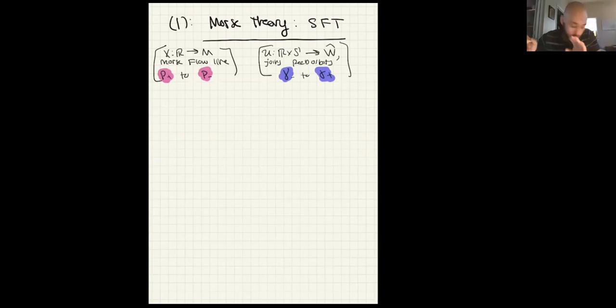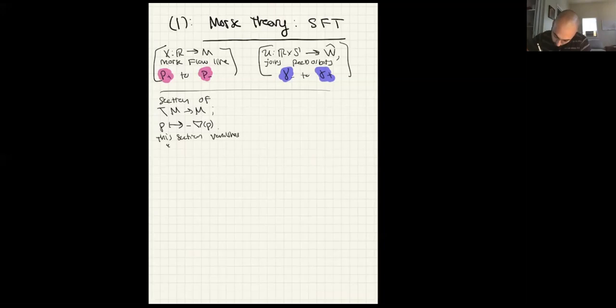So to continue this analogy, on the left, I have a section. I'm going to describe a section of the tangent bundle of M. At a point, I'll give you the negative gradient at that point. This is a section on my manifold which vanishes at the critical points. So I'm going to say this section vanishes at the critical points.